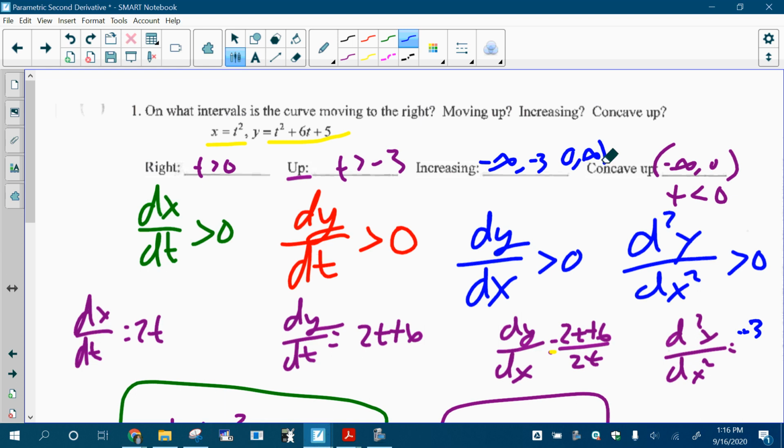I'll just be careful with that. I guess I was messing that up. Sorry. Cool. And again, we can write these in interval notation if you want. t is greater than negative 3 to infinity. t is greater than 0, 0 to infinity.